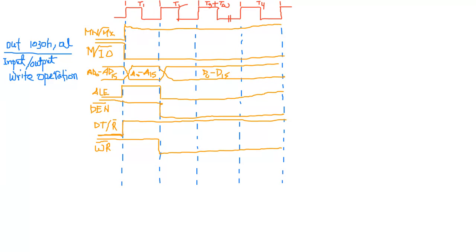So okay, and another thing is left, READY, the ready control signal. And definitely if it needs more clock periods, then it should be low during the T1 time, so that it will generate more clock pulses. That's it.